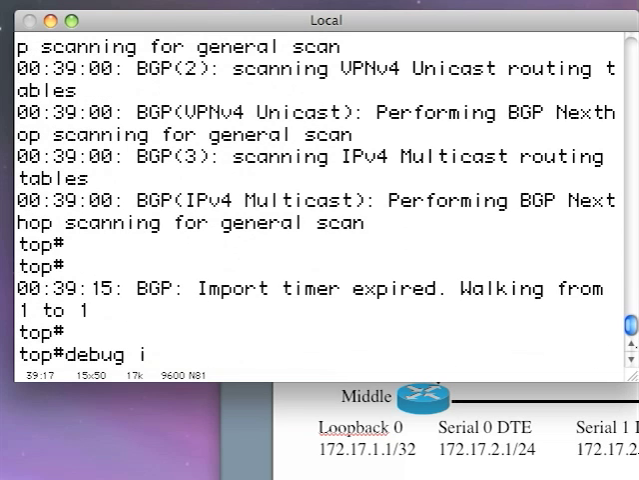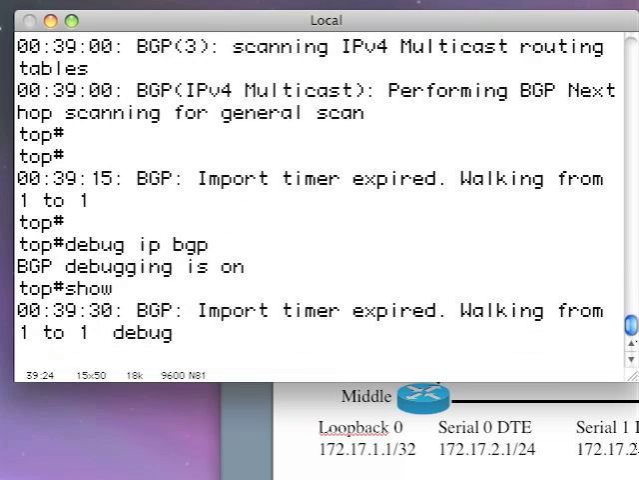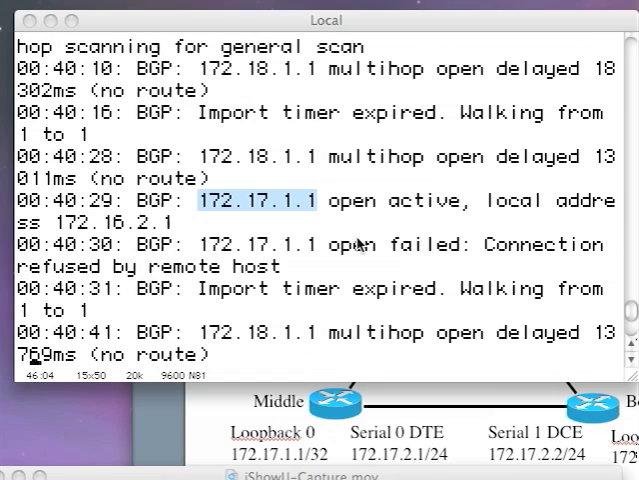And debug IP BGP. I'll turn on BGP debugging by itself. So now if I do a show debug, yeah, here's the debug that was interesting that I found. 172.17.1.1 open active, local address 172.16.2.1, and then BGP neighbor 172.17.1.1 open failed, connection refused by remote host.